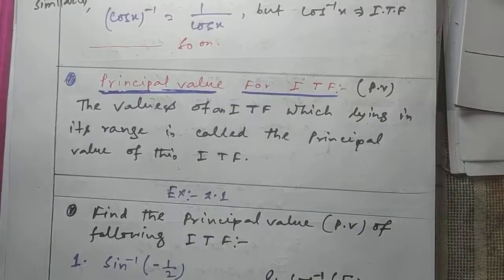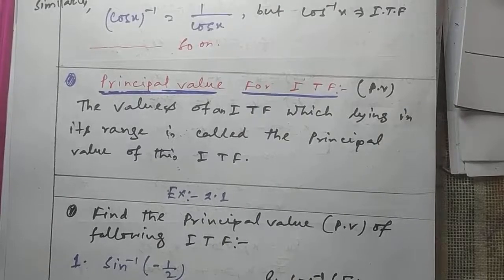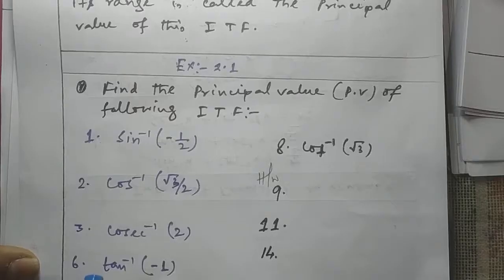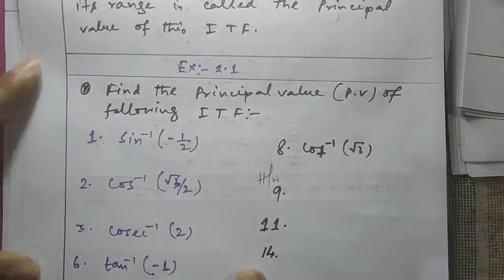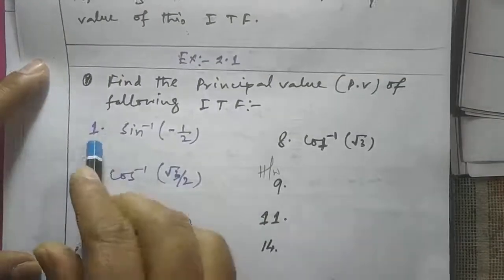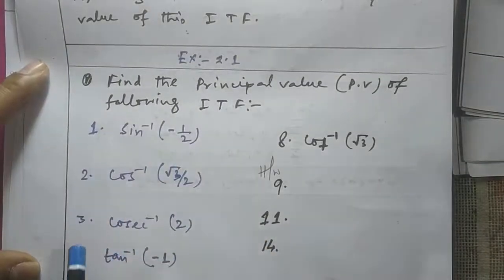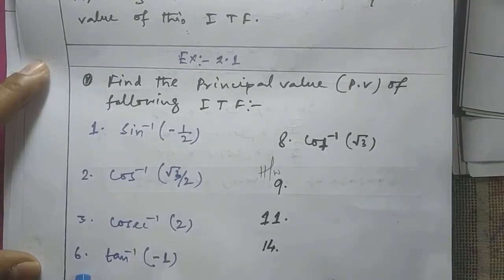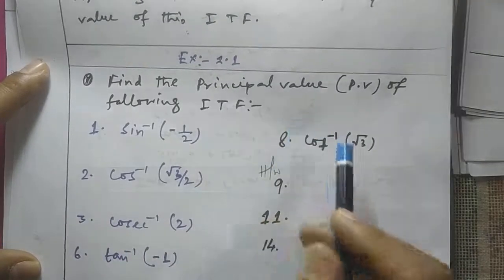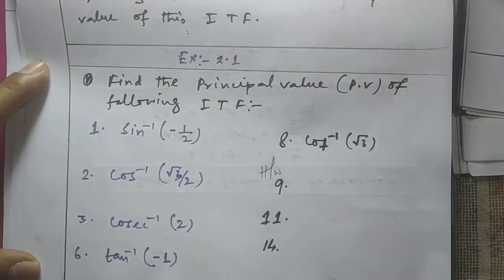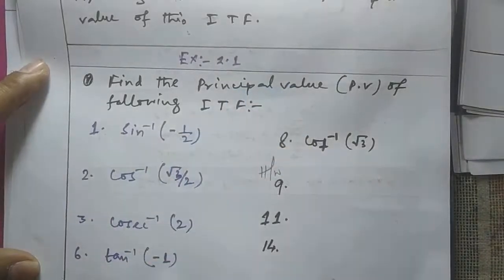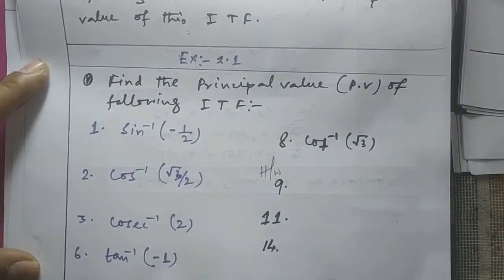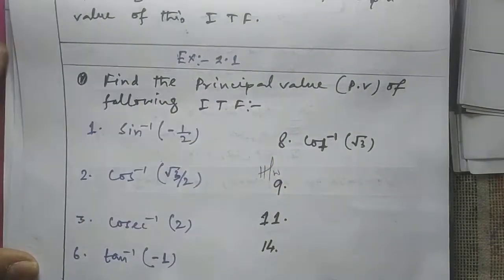Now let us solve one by one. Then I hope it will be understood properly. Now let us see in the exercise 2.1 which questions are to be practiced. First we shall practice question number 1, then 2, 3, 6, after that 8. Finally we shall practice 11 and 14. Here all the questions are about PV for a given ITF. You have to find the principal value for the given ITF. Now let us find them one by one.